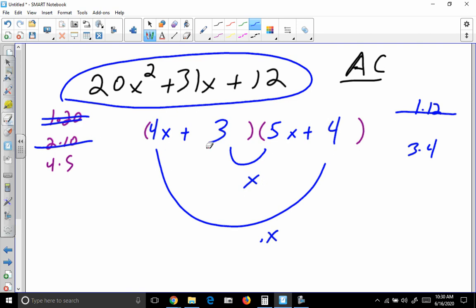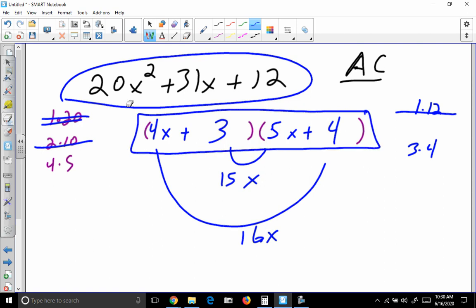Notice here, no common factors here, no common factors there. So the inside product is 15x, the outer product is 16x, and that does make the 31x we were looking for. So that is the combination that gives us the 20x squared out front, the 12 on the end, and our outer and inner combined to make the 31. Basically, if we were to distribute that, we would get this. So let's rework this problem using the AC method.